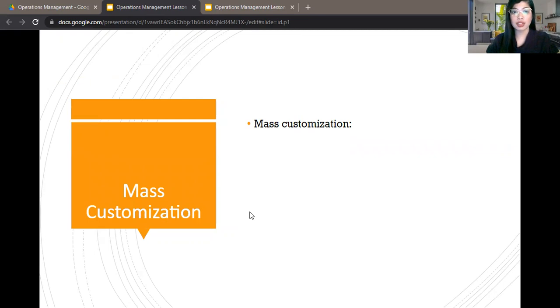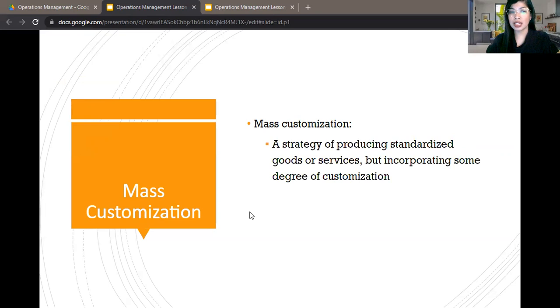In the present world, business organizations are facing tremendous forces to change to stay ahead of competitors. Nowadays, virtually all companies recognize the need to be customer-driven by providing superior service to satisfy customers' needs. But as customers and their needs grow increasingly diverse, unnecessary costs and complexity are inevitably added to operations. So mass customization is a strategy of producing standardized goods or services, but incorporating some degree of customization.